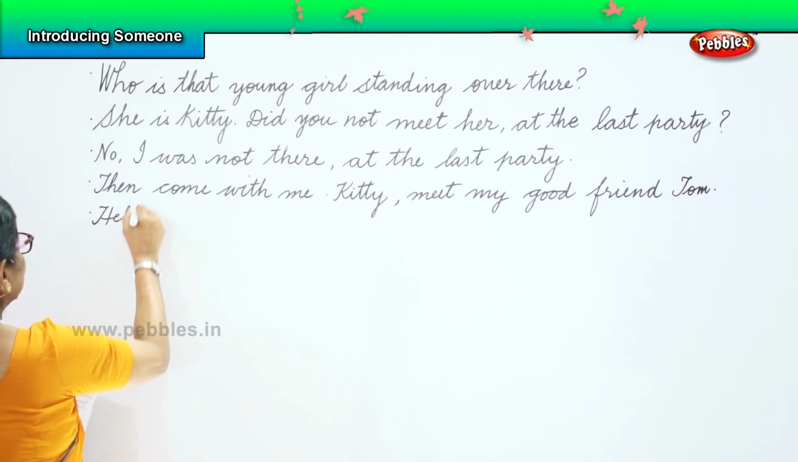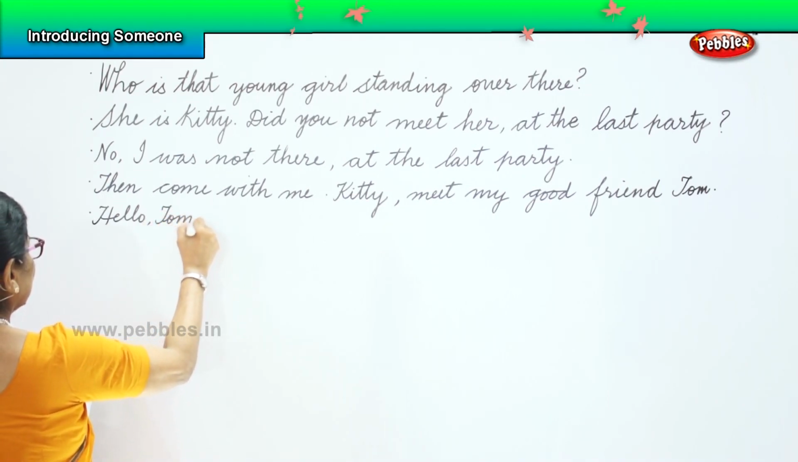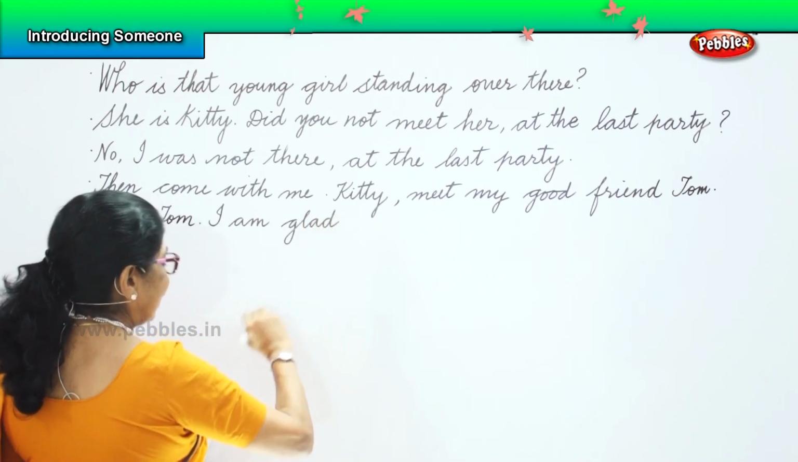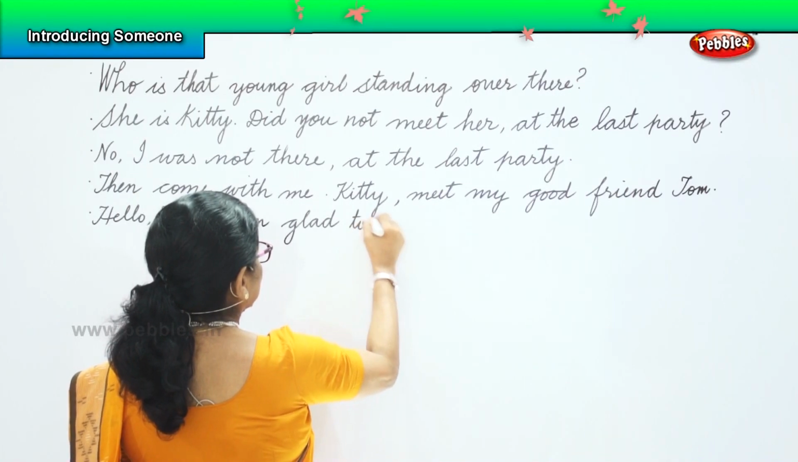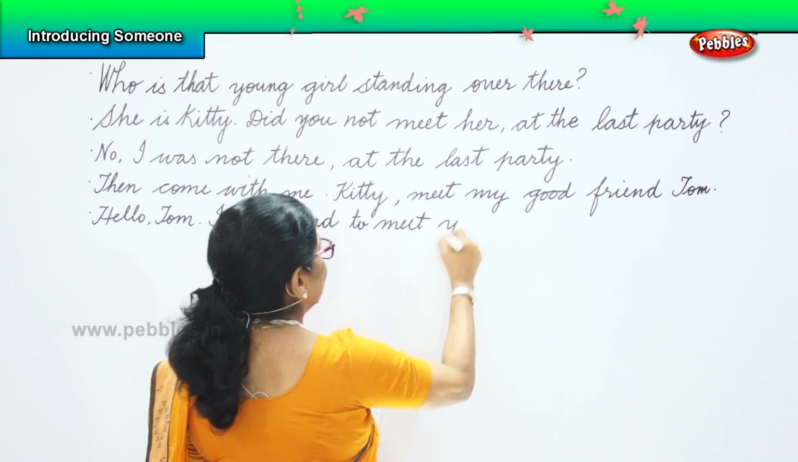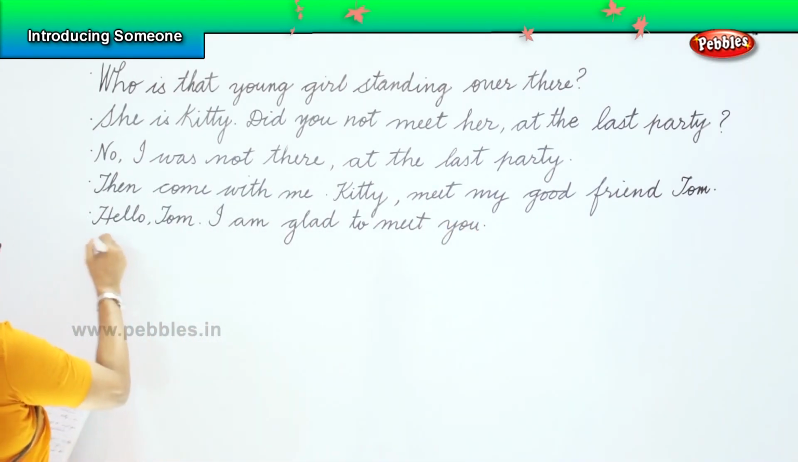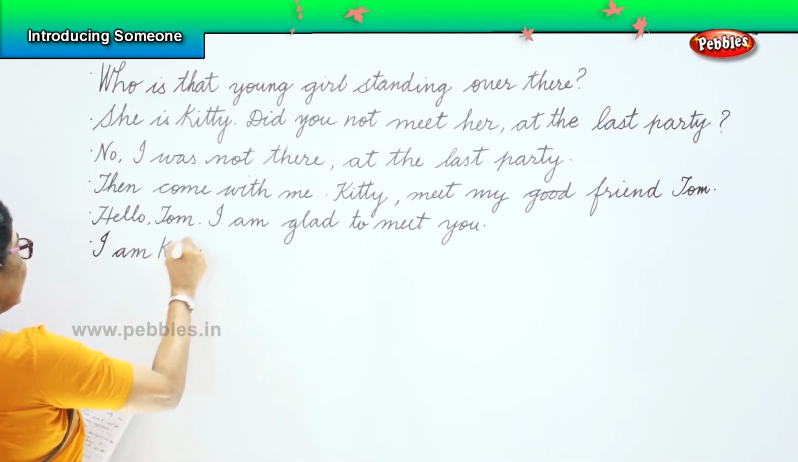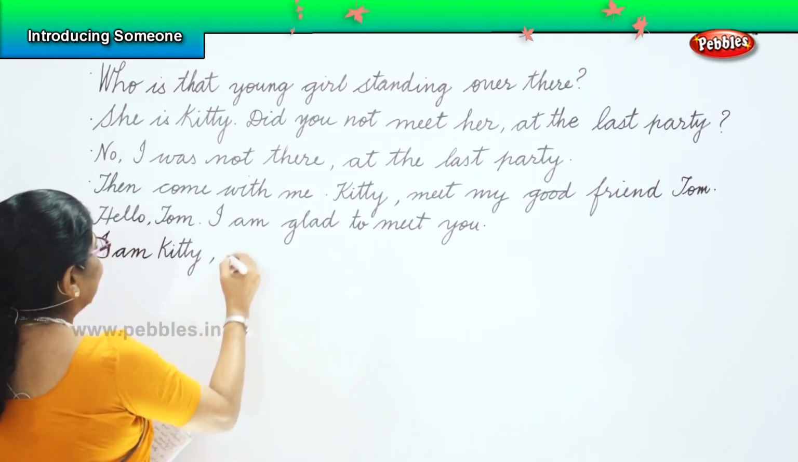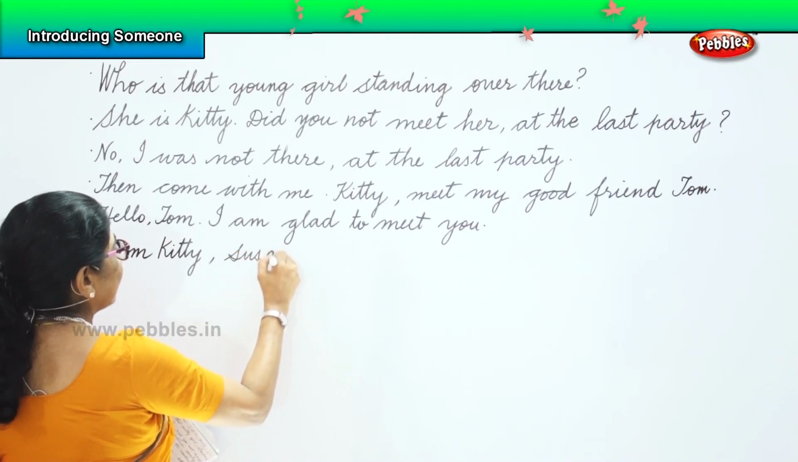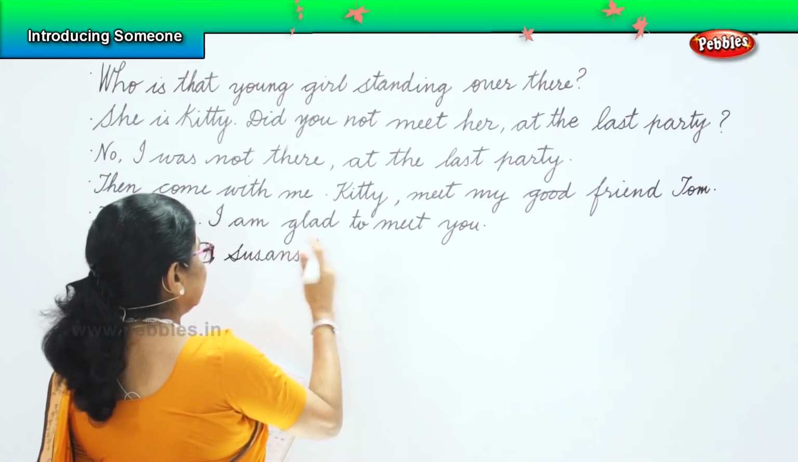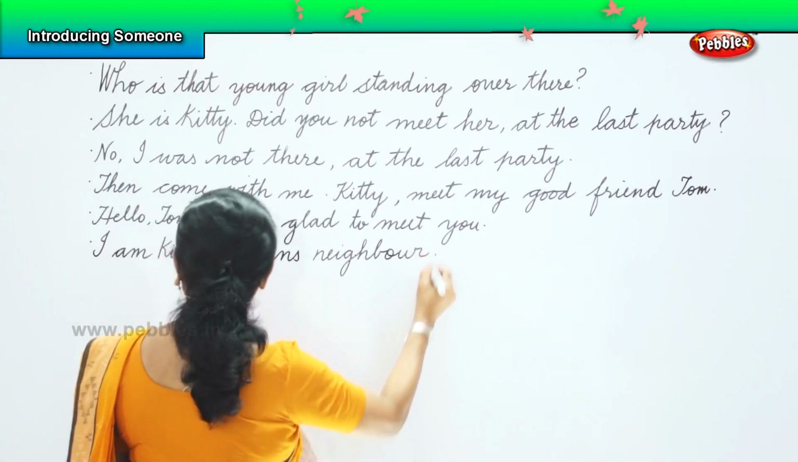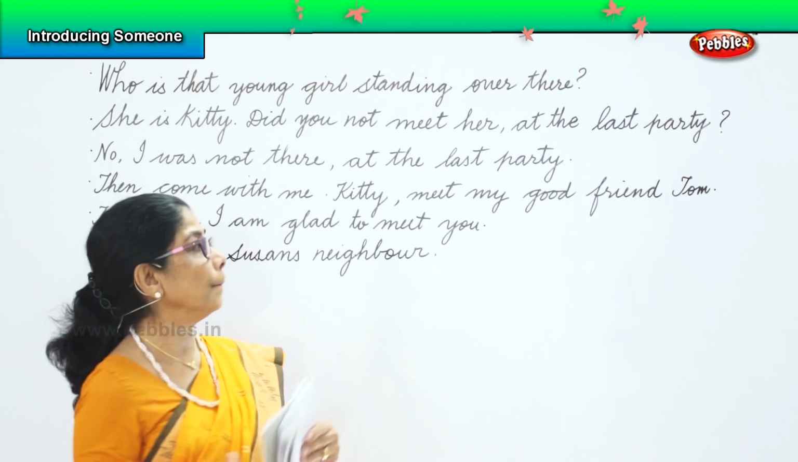So Kitty says, hello, Tom. I am glad to meet you. Then she says, I am Kitty, Susan's neighbor. Because Susan is known to Tom.